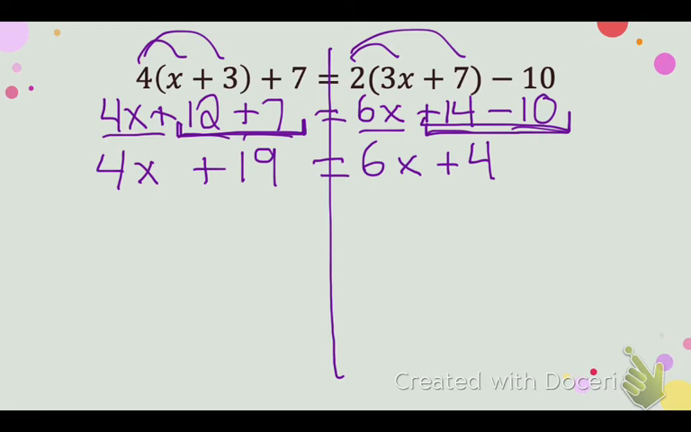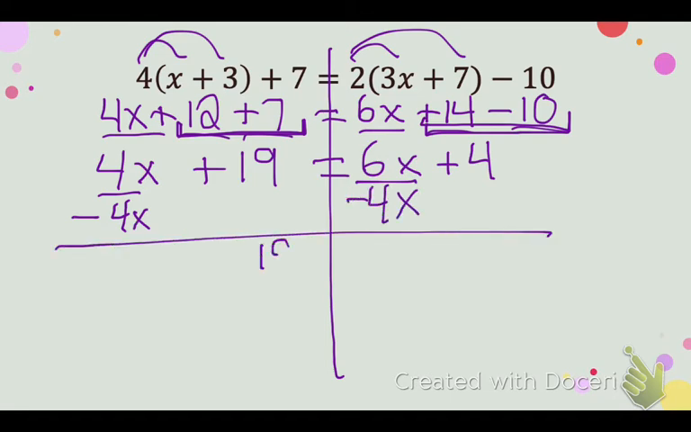Step 3 is to move variables to the same side. So I have a 4x on the left and a 6x on the right, and I want to put them together. So I'm going to move the 4x to the right by subtracting, doing the opposite to both sides. So 19 equals 2x plus 4.